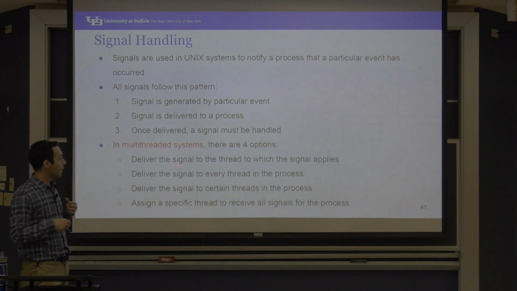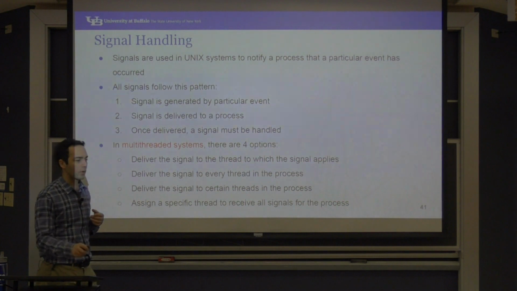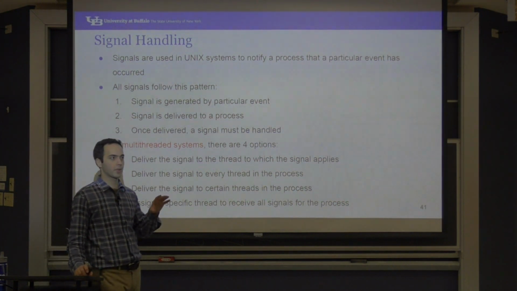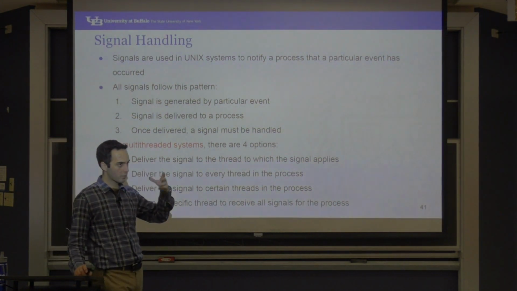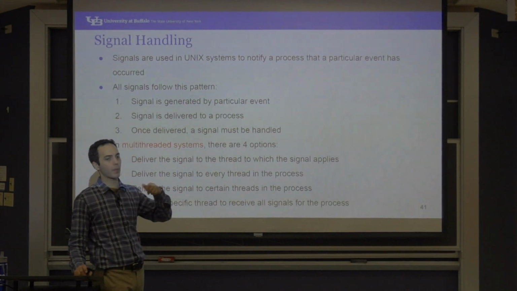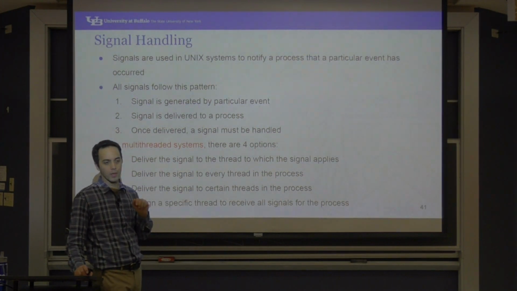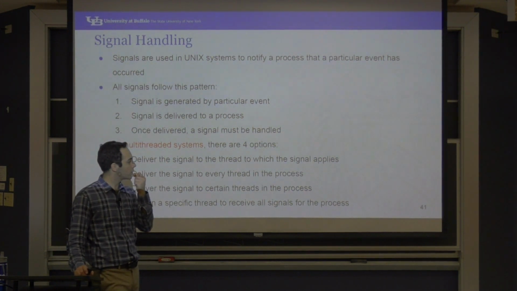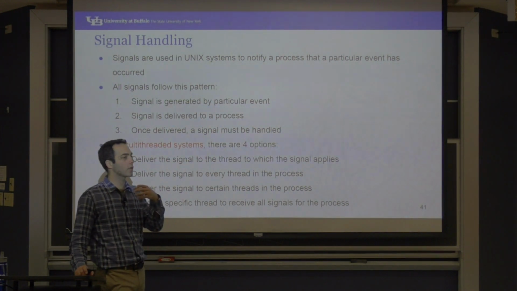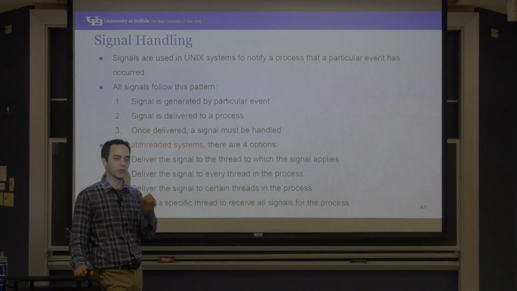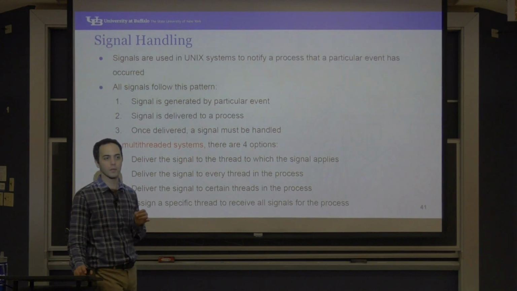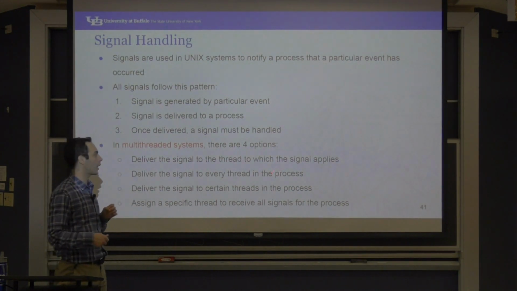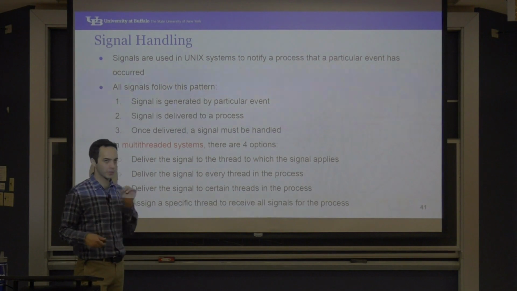So in this case, if for example a thread has accessed a bad memory address, that causes a signal, right? And the operating system knows which thread caused this, so it can just send that signal to that single thread.